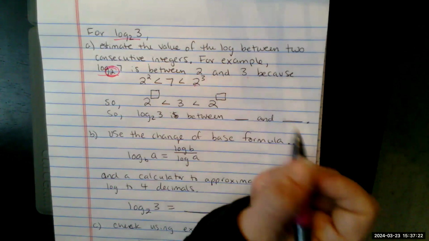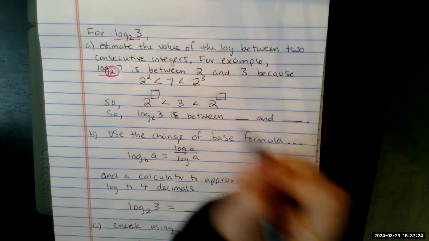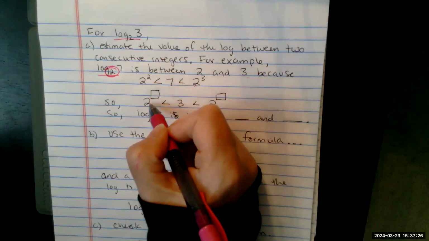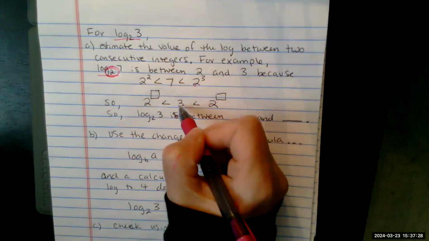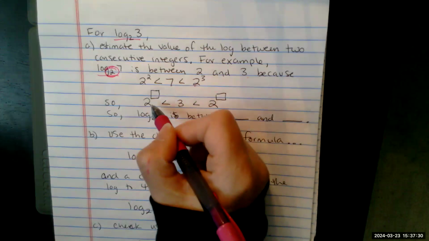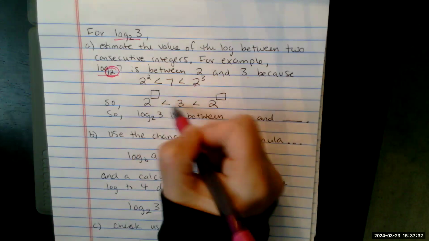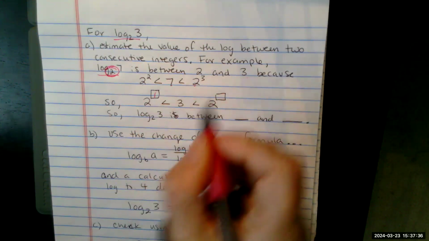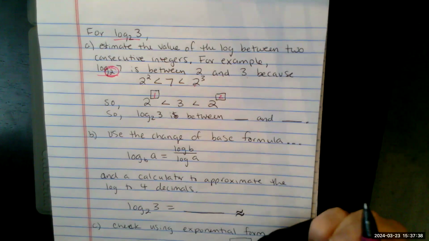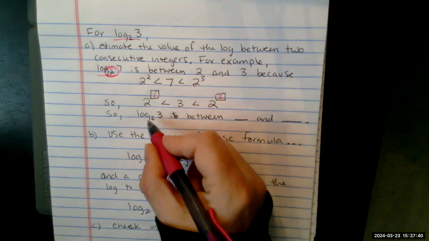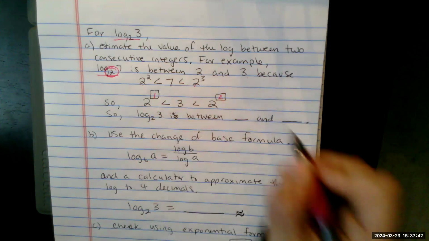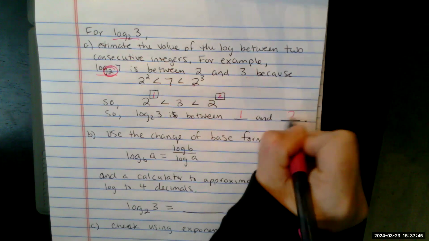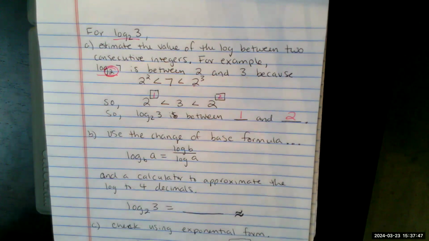So for 3, I need to think what powers of 2 again is 3 in between. Well, 2 to the second is already 4. So that's too big. So I need 2 to the first power here and 2 to the second power here. So that means log base 2 of 3 is between the integers 1 and 2. So it's all about thinking about what exponents you would need given the base.